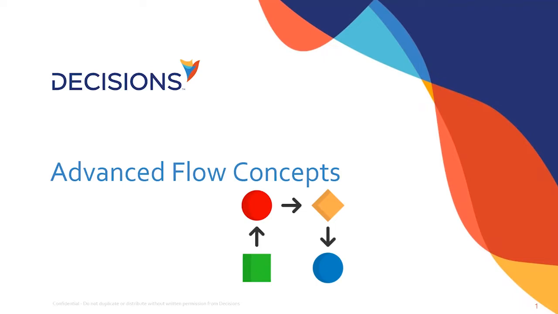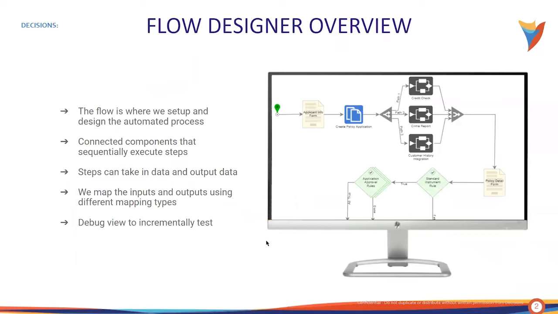Today, I'm going to take you through the advanced flow concepts. Some of the things that we're going to be reviewing today will help assist you in building out some of your workflow processes. These are designed to automate the processes, help you connect different steps, both in parallel as well as what we've been doing sequentially, and be able to take in data and output data. And then we're also going to see the debugging view and incrementally for the testing.